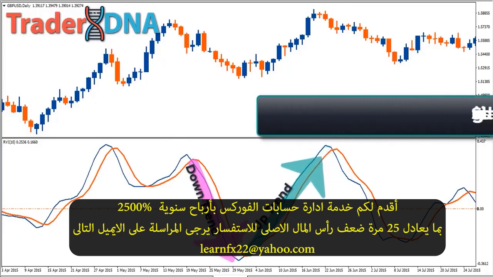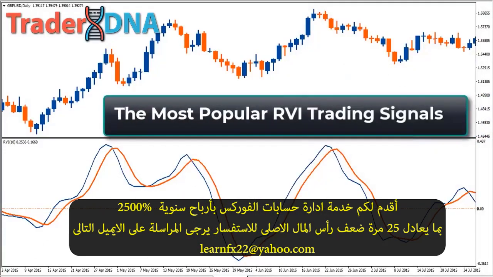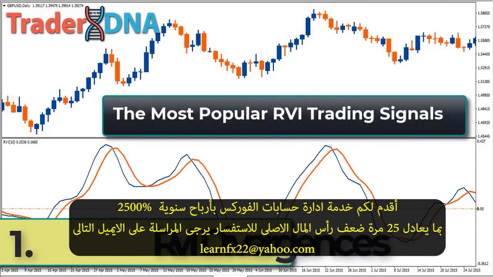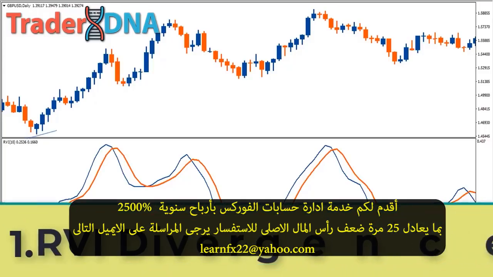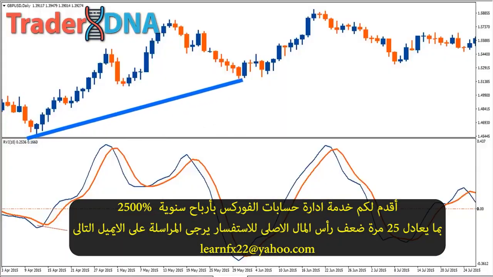The most popular RVI trading signals. First, RVI divergences. Divergence between the RVI indicator and price suggests there will be a near-term change in the trend in the direction of the RVI's trend. So, if a security price is rising and the RVI indicator is falling, it predicts the security's price will reverse over the near term.